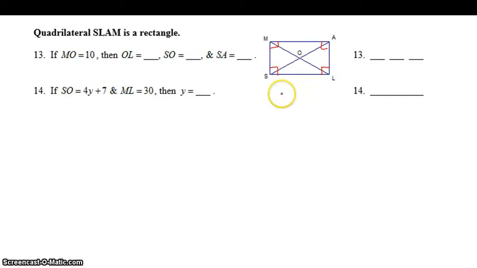And I think that's it. So then one thing though that a rectangle has that is special is that this whole diagonal from M to L is going to equal this whole diagonal from S to A.